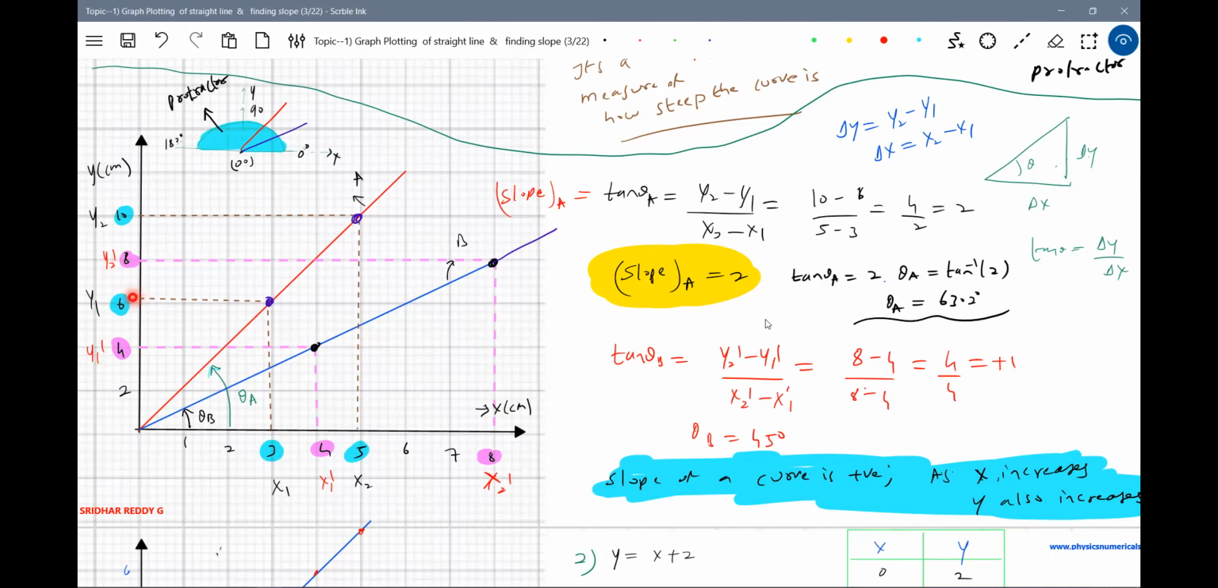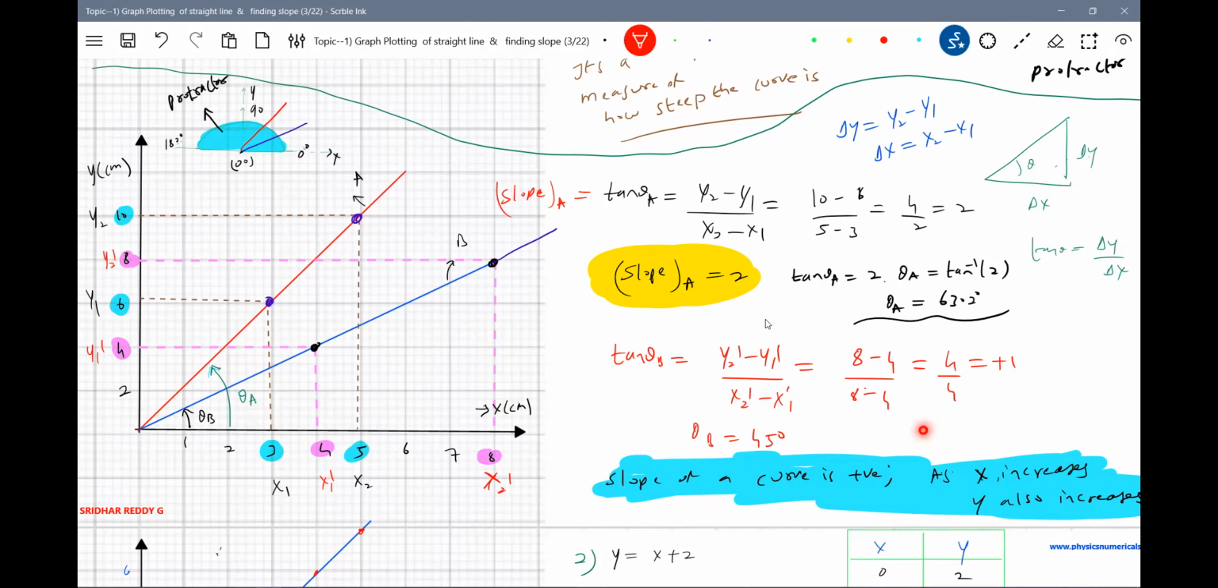Then tan theta B is, again, by the definition, delta y by delta x. This is delta y dash and this is delta x dash. So y2 dash minus y1 dash over x2 dash minus x1 dash. Substituting the values, 8 minus 4, so 4 by 4, this is equal to 1. So what is the slope of both the lines? The slopes of both are positive. Slope is equal to 1.